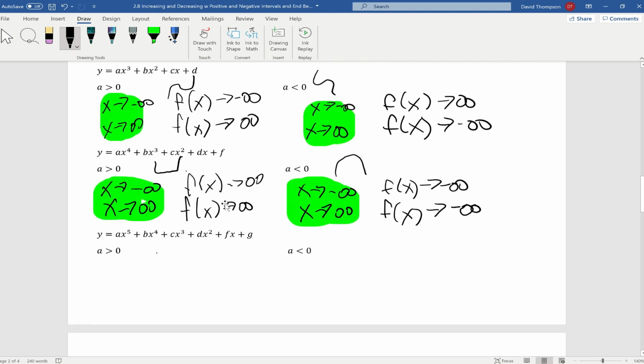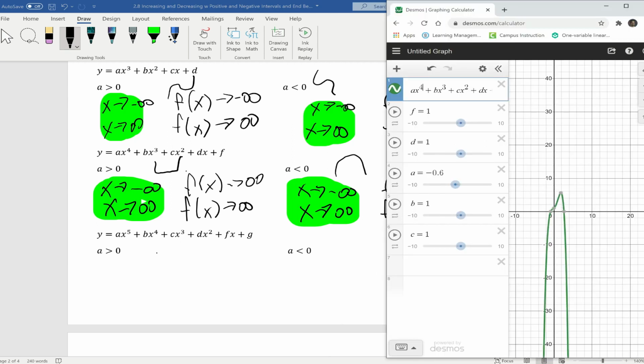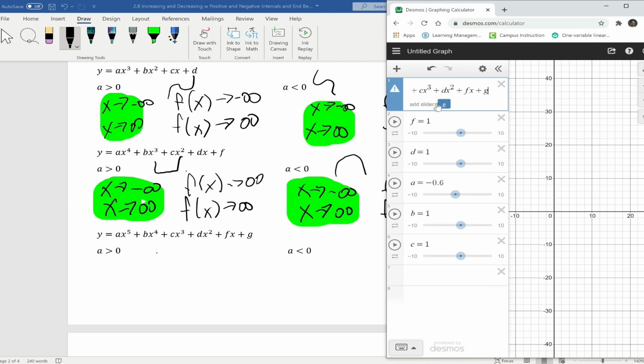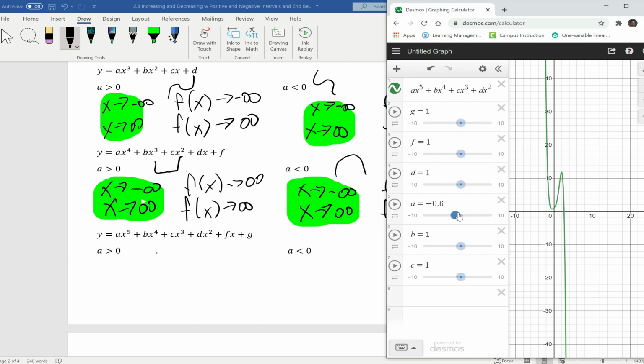Okay, let's look at one more situation. We have ax to the 5th plus bx to the 4th plus cx to the 3rd plus dx squared plus fx plus g. So let's change this 4 to a 5, this 3 to a 4, this 2 to a 3. We'll make this a second power, fx plus g. So again, all we care about is this a term. So if a is positive, it looks kind of like that.